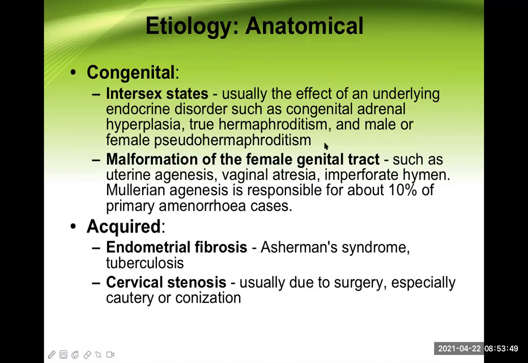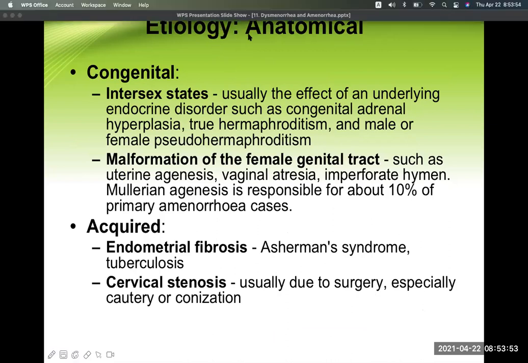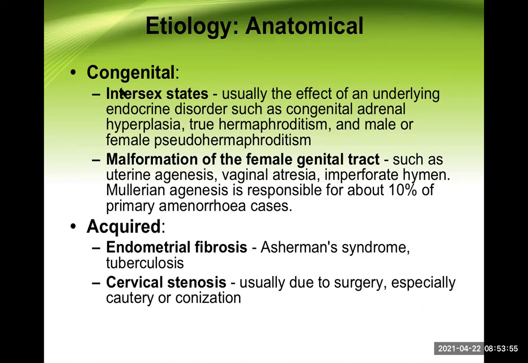Now, let's talk about the etiology of amenorrhea. The first type of causes are anatomical. Let's talk about the congenital causes and acquired causes together. The congenital causes, intersex states, are the most important. These are endocrine disorders where both sexes are present in a single person.